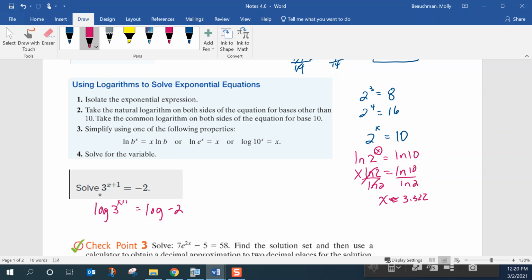Then move x plus 1 to the front. We get x plus 1 times the log of 3 is equal to the log of negative 2. Then divide both sides. It looks like log minus 2, so let me put parentheses. Divide both sides by log 3. I get x plus 1 is equal to log of negative 2 divided by log 3, and then subtract 1 from each side.